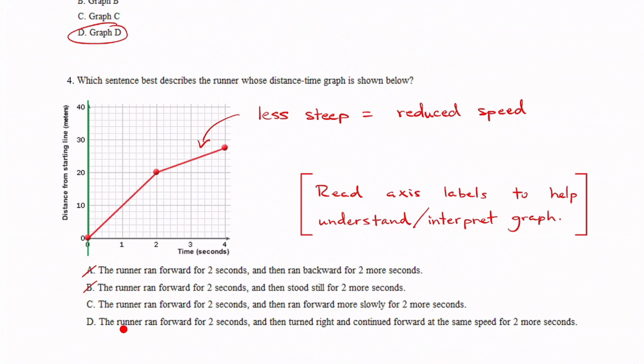D says the runner ran forward for 2 seconds and then turned right and continued forward at the same speed for 2 more seconds. So same speed. This has different slope, so it's not the same speed. So this same speed, that's definitely wrong. So C is going to be our answer.